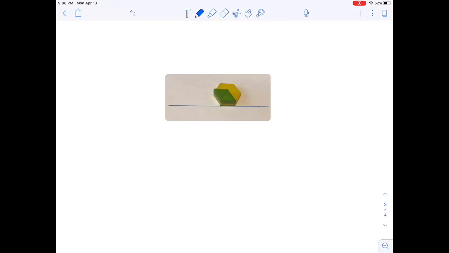Once I've figured out the angles in a shape, then I can use it to measure other shapes. Here I have the yellow hexagon, and I've lined up 2 green triangles. I know that these triangles have 60-degree angles. So I have 2 60-degree angles right here. So my hexagon, I'll just draw a rough one right here, has 120-degree angles.